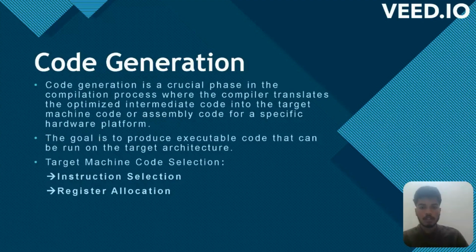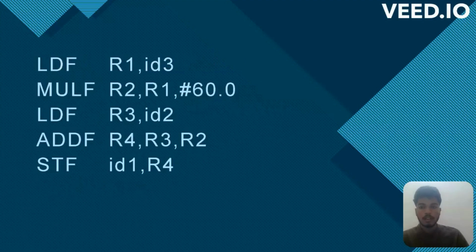Next one is code generation. Code generation is a crucial phase in the compilation process where the compiler translates the optimized code into the target code, assembly for a specific hardware program. It contains instruction selection and register allocation. Here for register allocation, we used 1, 2, 3, 4. As you can see, there are a total of 5 operators.